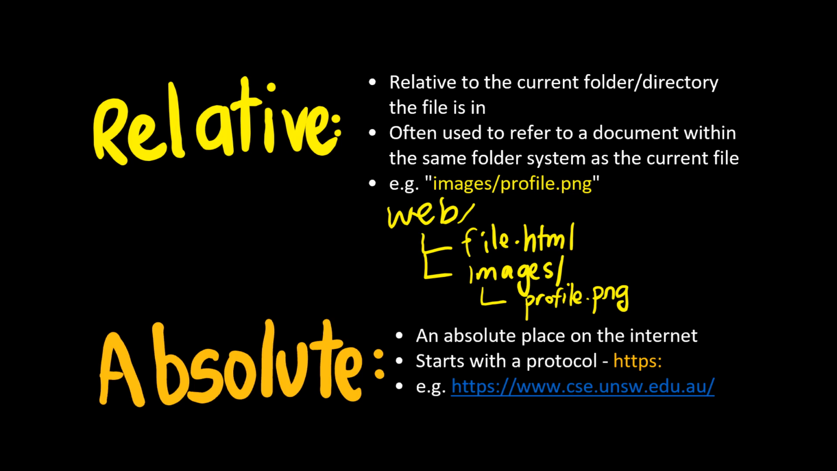The second type of referencing we have is absolute referencing. Absolute referencing refers to including or grabbing information from a file that is on a fixed place in the internet. An absolute reference will always start with a protocol, such as HTTP or HTTPS, and it will look like a URL. An example of where we may need this is if we had our own personal website and we wanted to reference where we went to university, we could put in a link to the CSC page by specifying the URL https://www.csc.unsw.edu.au.